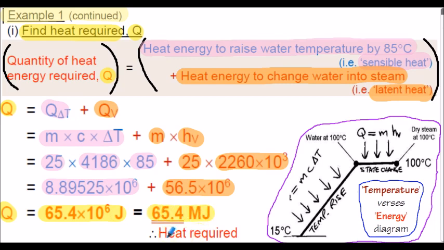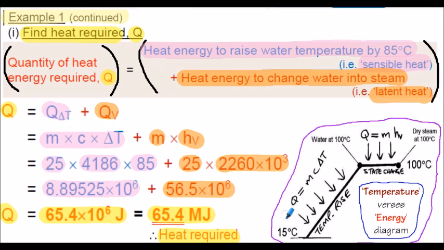That's the heat energy required to be input to our system. So this heat energy now converts 25 kilograms of water at 15 degrees C through the temperature rise to 100 degrees C water. That's the Q = mcΔT calculation. And this energy also changes the state of the 100 degrees C water, converting it to dry steam at 100 degrees C. That's the Q = mHv calculation.